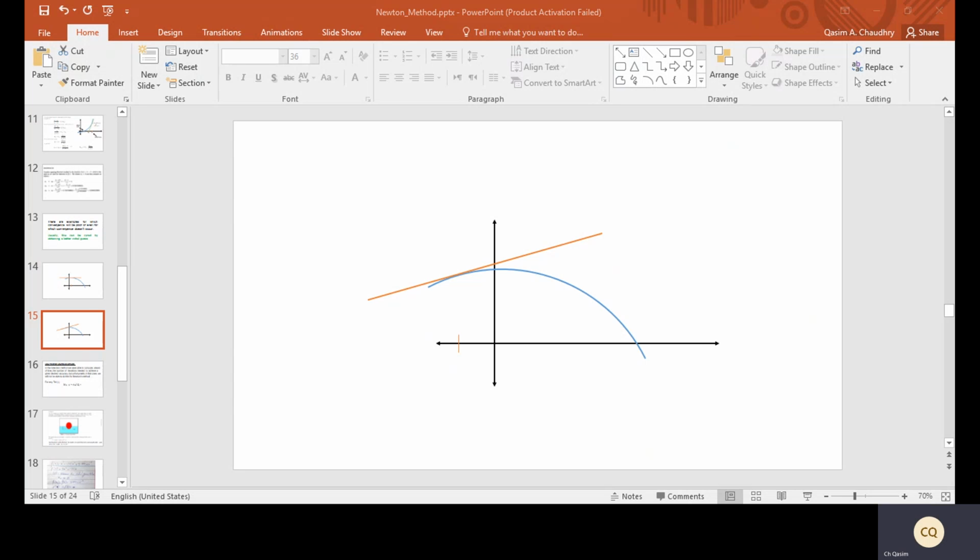So students, let's stop now so that we can discuss some questions. And after answering your questions, inshallah, we will talk about the error of this Newton method, and also discuss an example. So let's stop now.